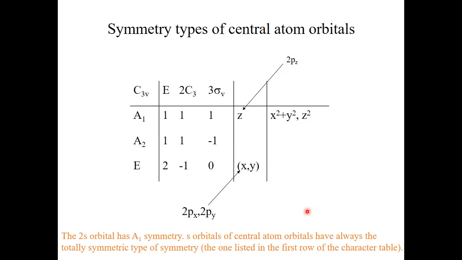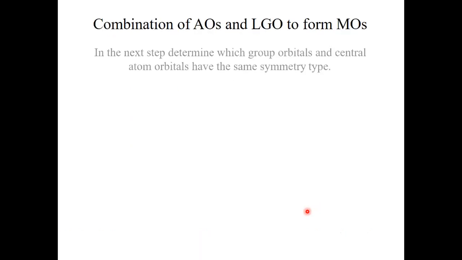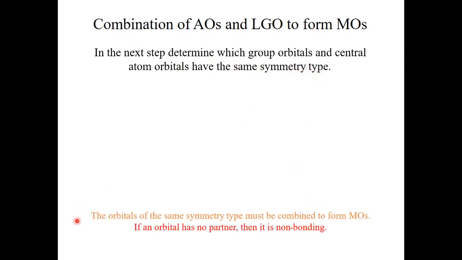Now we can combine orbitals of the same symmetry type to form molecular orbitals. Next step, we determine which group orbitals and central atom orbitals have the same symmetry type. The orbitals of the same symmetry type must be combined to form MOs. If an orbital has no partner, then it's non-bonding. Same thing we saw for the H2O molecule, the same procedure that we're going through again.